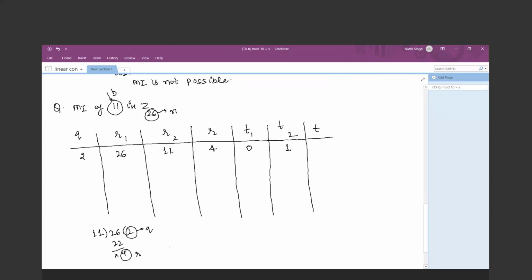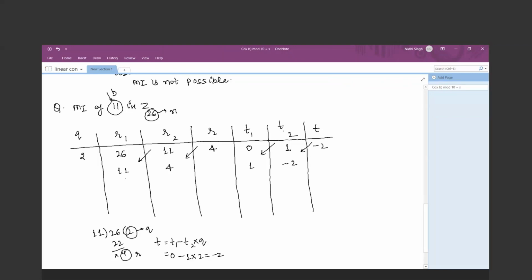What will be the value of T? The value of T will be T1 minus T2 into Q. The value of Q we have already calculated, so T1 is 0, T2 is 1, and into Q, that is minus 2. Now the step is left updation, left shift updation. So in left shift we have to update the value of R1, R2, T1 and T2. We do not touch the value of Q, R and T. So 11 will be here, 4 will be here, then 1 will be here and minus 2 will be here.